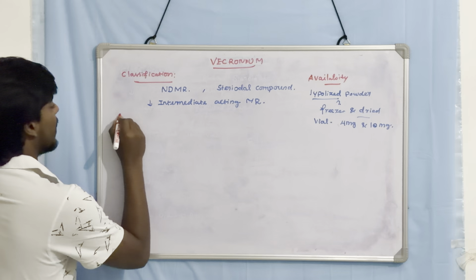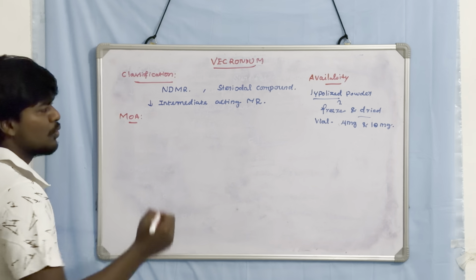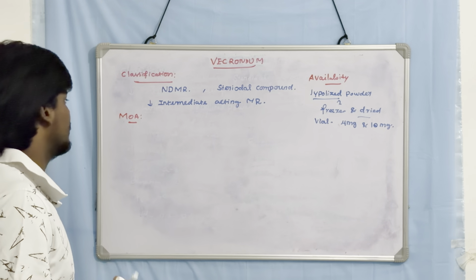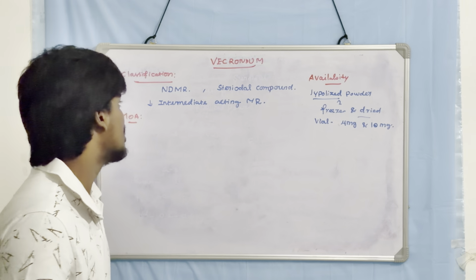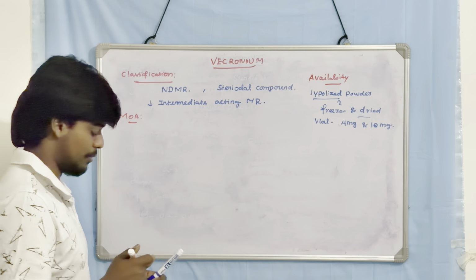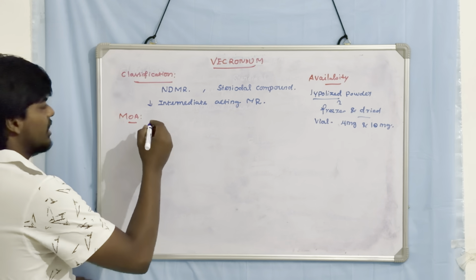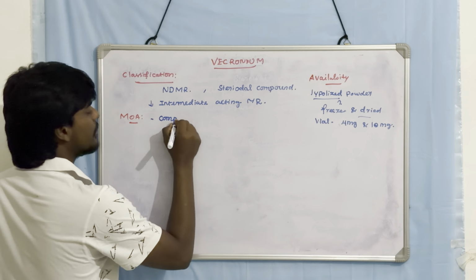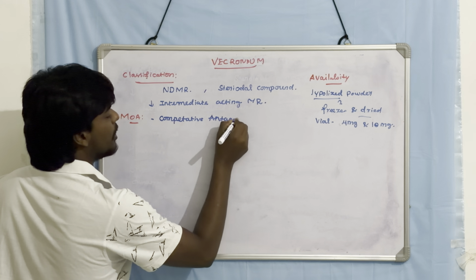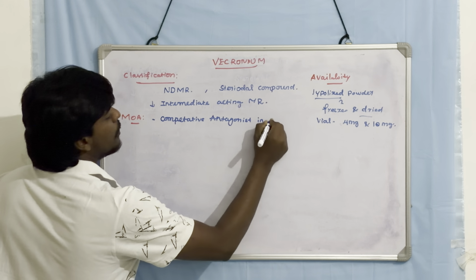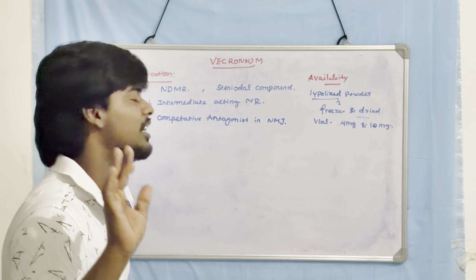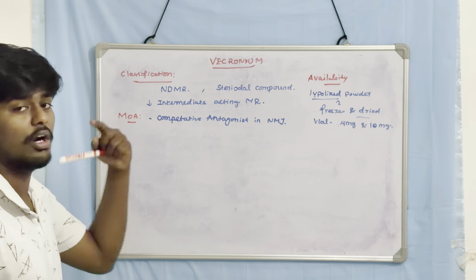Then we discuss the mechanism of action. We already discussed the mechanism of action of all muscle relaxants in the previous videos. All types of non-depolarizing muscle relaxants have the same mechanism of action, that is, competitive antagonism at the neuromuscular junction. If you check the previous video, you will definitely understand the concept of the mechanism of action of all types of muscle relaxants.